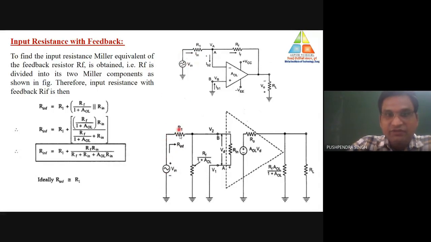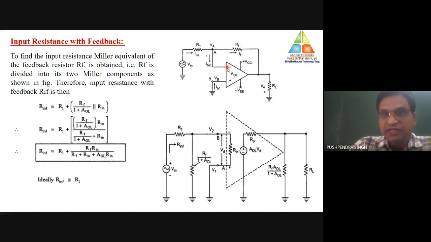In series with Vin, resistance R1 is connected. Then after that, there is a feedback element. And as per Miller's theorem, when we replace this feedback resistance RF at the input and output terminals, at the input this is one of the Miller's components: RF, the feedback resistance, divided by 1 plus gain.